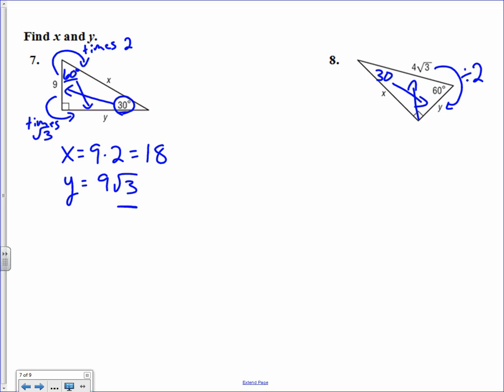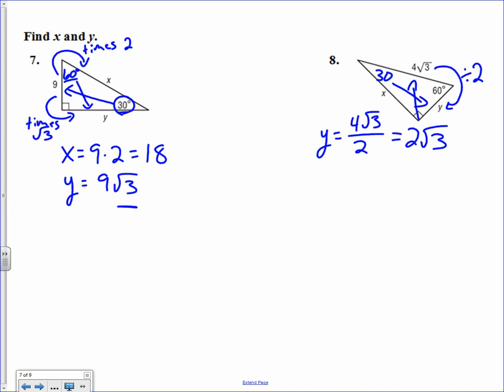So we get that y is 4 root 3 divided by 2, which is also known as 2 root 3. You should simplify that. You should not leave it as 4 root 3 over 2.